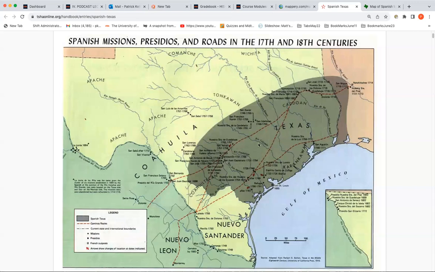So take a look at this map. This is Spanish Texas. The Comanches are up here. They stop the Spanish from expanding north and west.